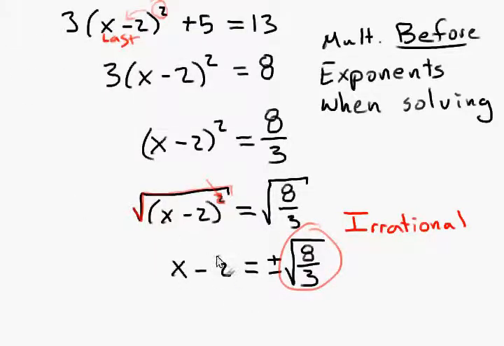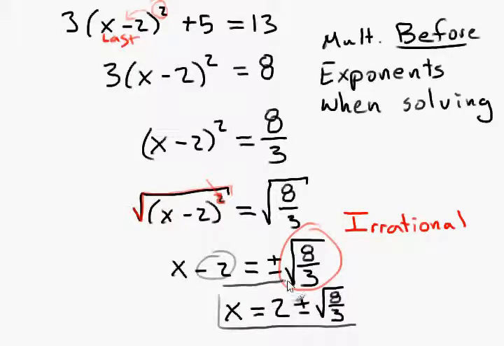We still have to get rid of this 2, so we're going to add 2 to both sides. x is equal to 2 plus or minus the square root of 8 divided by 3. And that's our solution. We can't simplify it or anything. That's the solution.